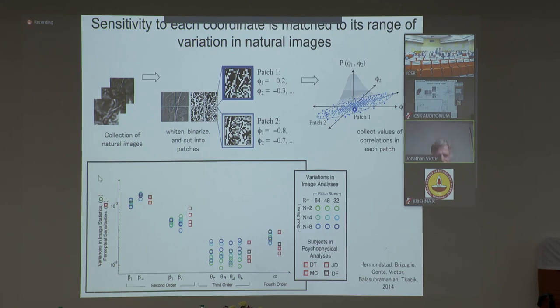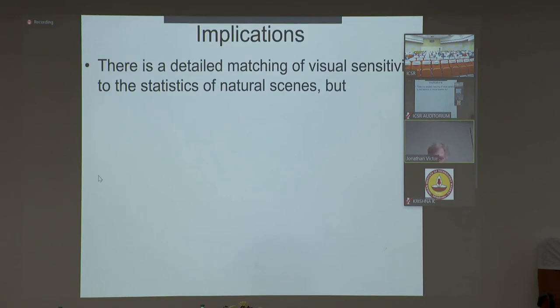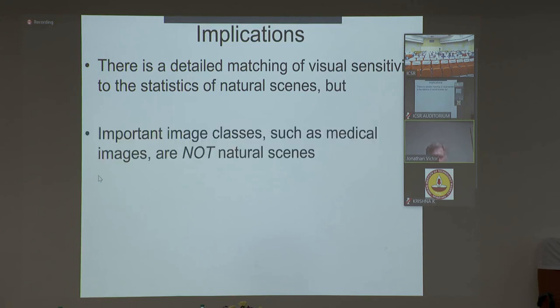So we have this kind of three-way match of what kinds of correlations are important in natural images, what is perceptually available, and what visual cortical neurons do in V1 and especially in V2. So we have this detailed matching, which is something that a good engineer who designed the visual system would put into place. But when we think about applying this to real world problems, it's interesting to recognize that there are important image classes that are not natural scenes. Our eyes were built for natural scenes, not, for example, for medical images.